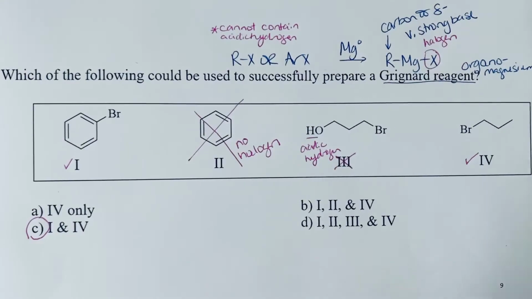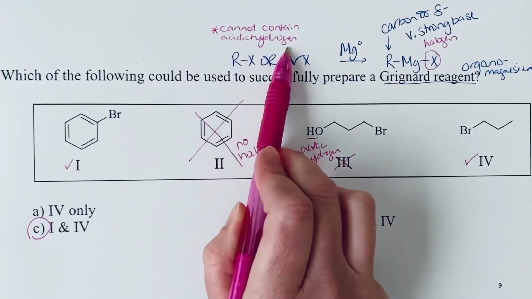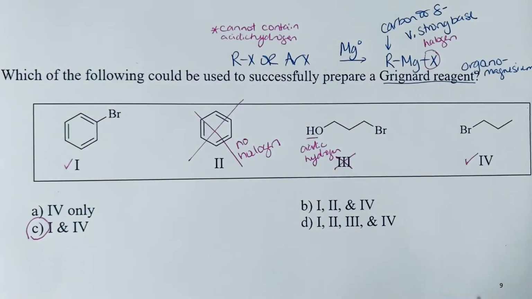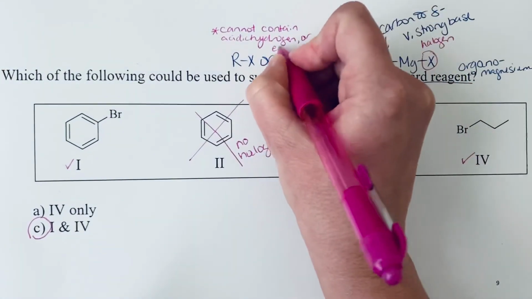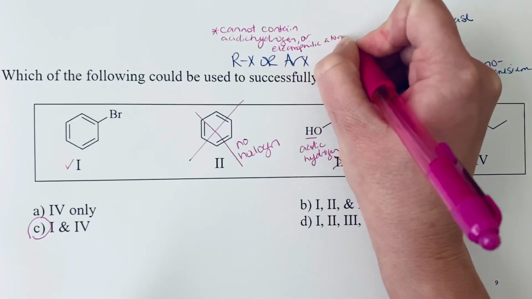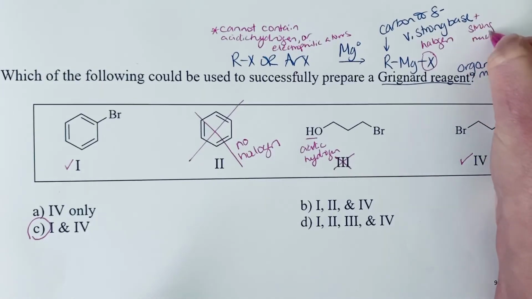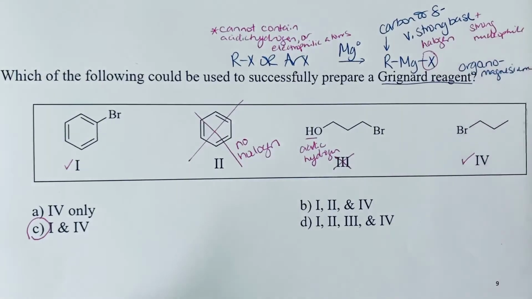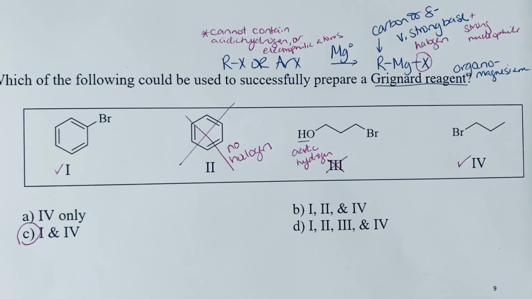Before we finish this, let's add another point. We can't have an acidic hydrogen. We also can't have any electrophiles or electrophilic atoms, because this is also a strong base and a strong nucleophile. Where we'll see this restriction the most is in compounds with carbonyls, because Grignard reagents will react with carbonyls. So the carbonyl cannot be contained within the Grignard reagent itself.